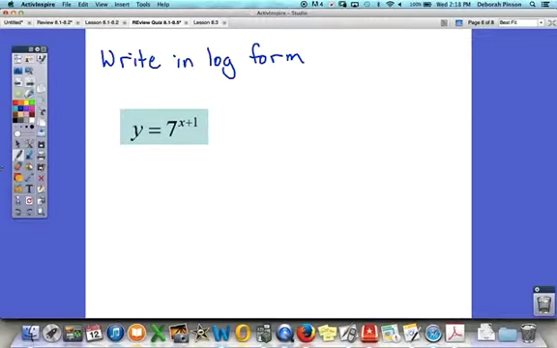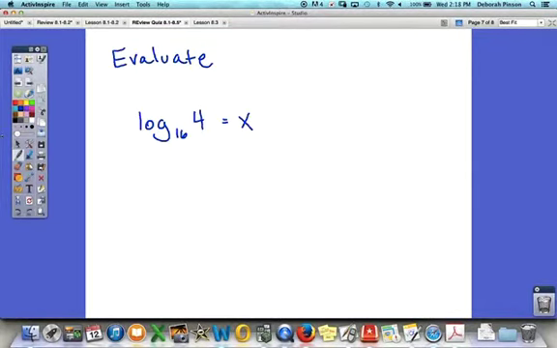Okay, one of the last things I want to mention is just a reminder on changing forms. If I ask you to change this into logarithm form, I would have log base 7 of y equals x plus 1. So just remember that pattern. You'll need to use it quite a lot.